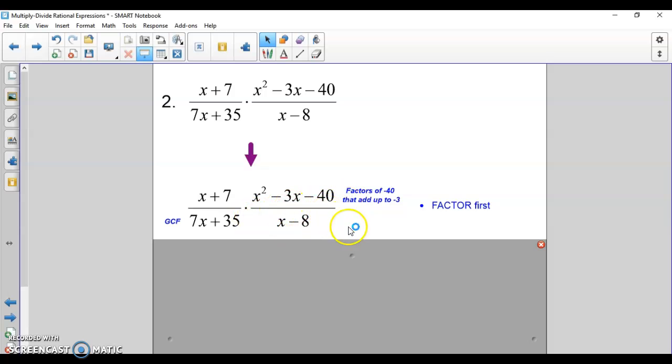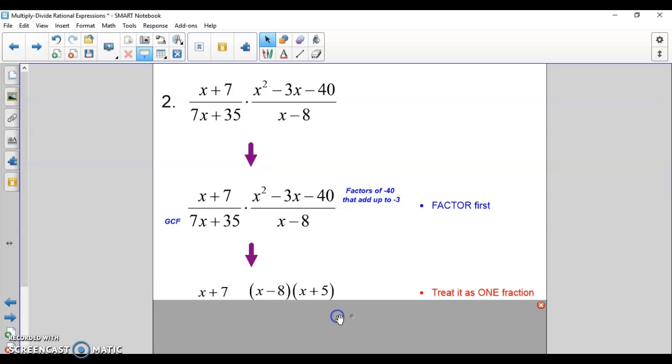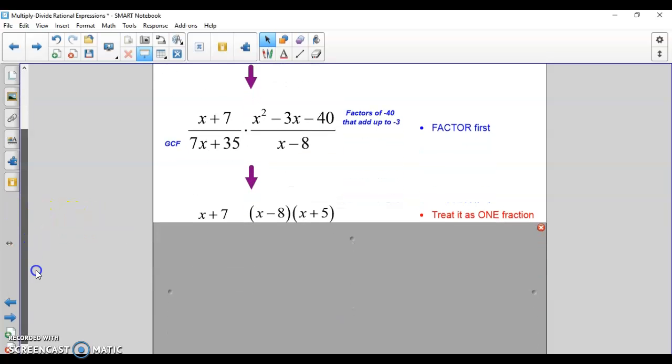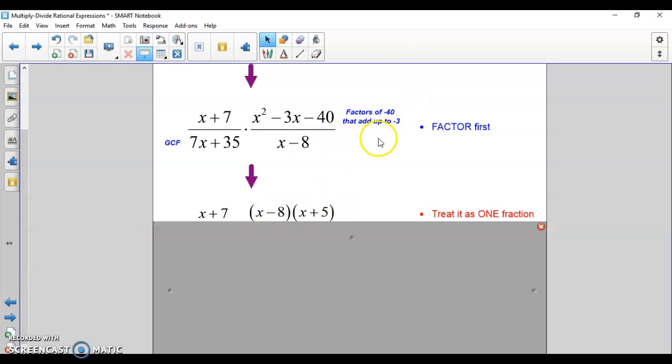Just some reminders here in this first one. You're looking at factors of negative 40 that add up to negative 3. And you're looking at a GCF here. 7 and 35 have a GCF of 7. So factored, let's look at this real quick. Factors of negative 40 that add up to negative 3 are negative 8 and 5. So remember that. So it's x minus 8, x plus 5.